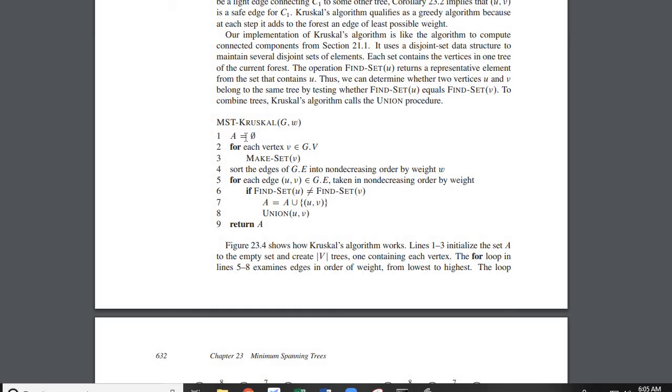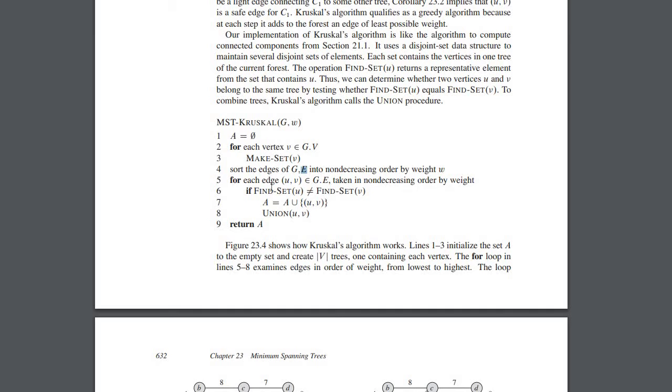So sort the edges of the graph into non-decreasing order by weight. So non-decreasing means increasing order, so it's ascending order. So we need to sort all the edges. E, capital E, stands for edge here.